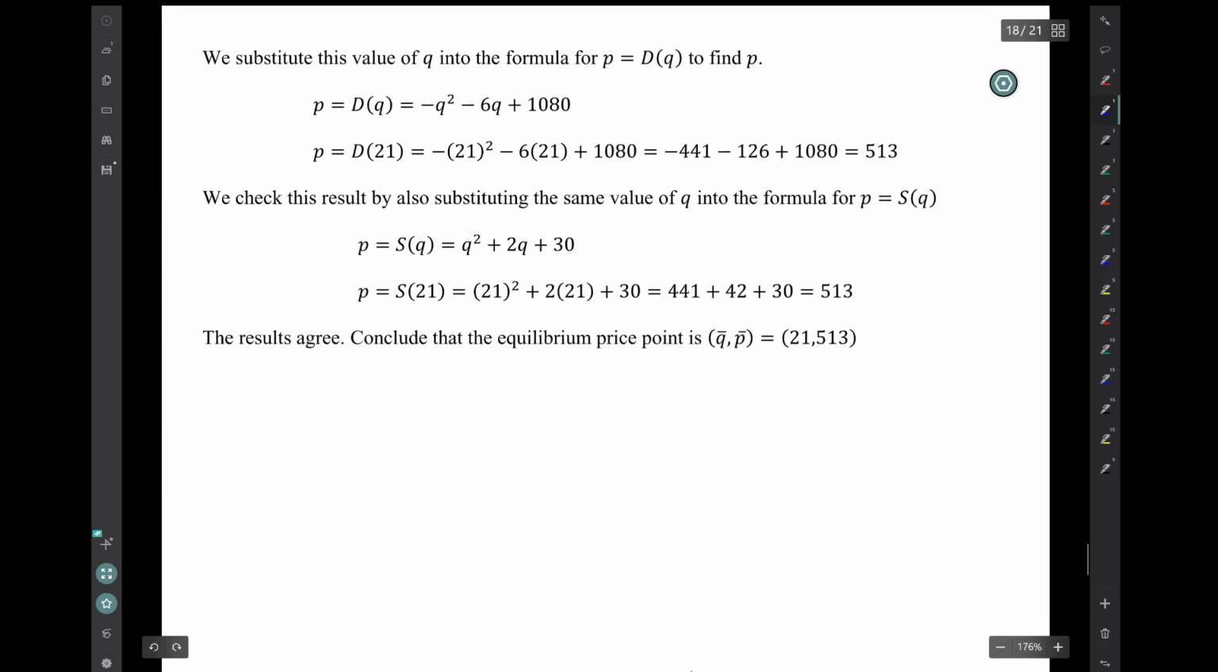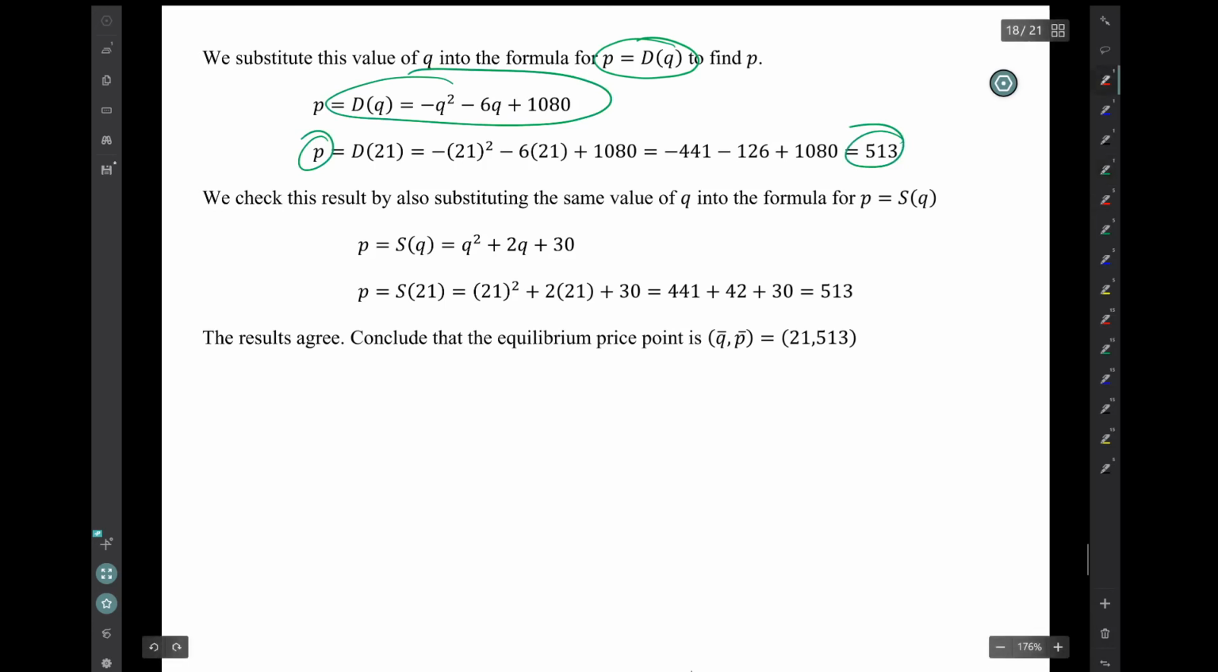We substitute that Q into the formula for the demand price to find the price. So when we do that, there's the demand price function. We substitute in the number 21, and we end up with the price of 513.